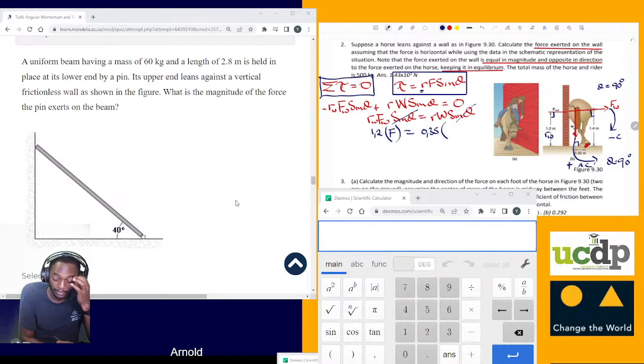and W, which is the weight, and we're told that the mass of the horse and the rider is 500 kilograms times 9.81. Then our F will now be equal to 0.35 times 500 times 9.81 all over 1.2.